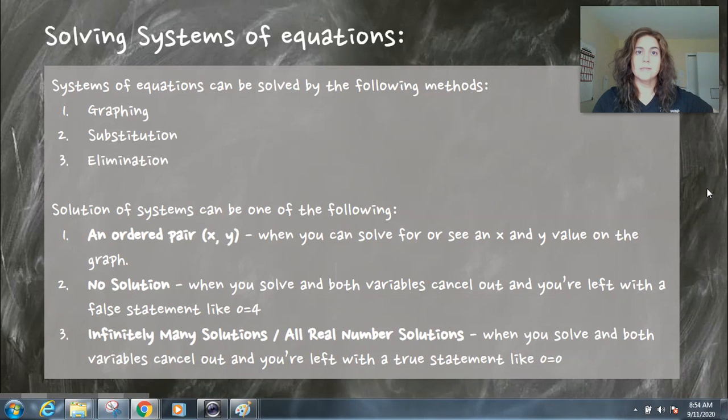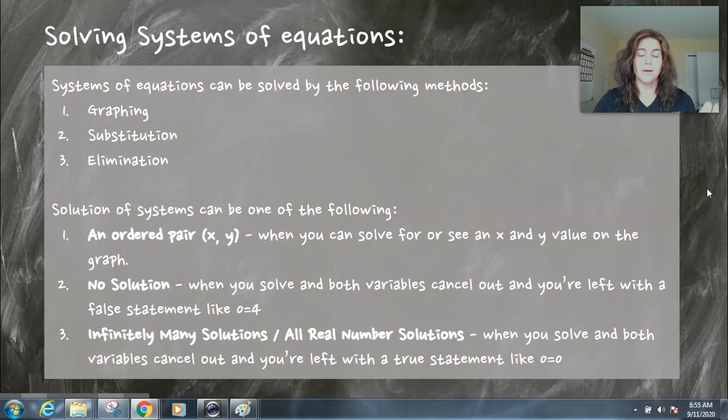Today we're going to take a look at solving systems of equations. Now there's three ways you can solve systems. You can use the graphing method, substitution method, or the elimination method. We're going to talk about each of these, and they are better suited for different things depending on how it's presented to you. So first off, solutions are ordered pairs.